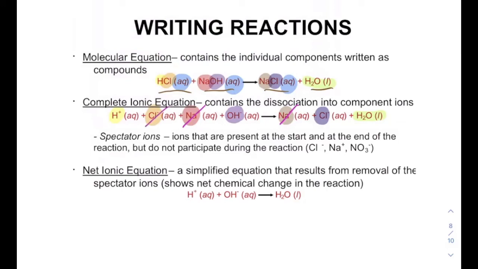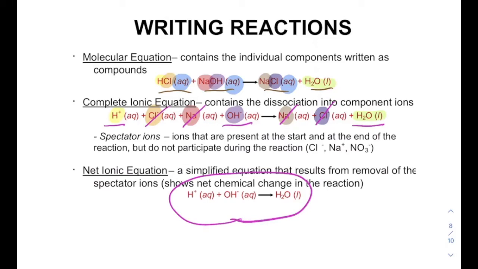Cl- is not involved in the reaction. Cl- exists on both sides, so that also gets crossed off. And so what we have left is H+ aqueous plus OH- aqueous gives us water liquid. And so that now becomes our net ionic equation. It's all of the things left from the complete ionic equation after you cancel out the spectator ions. A net ionic equation is a simplified equation that results in the removal of the spectator ions.